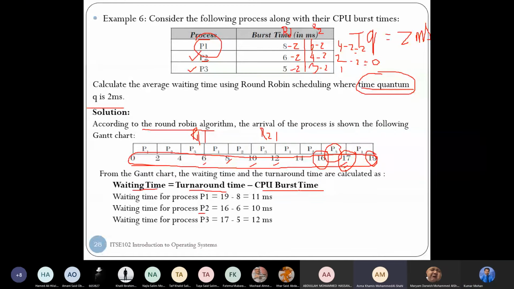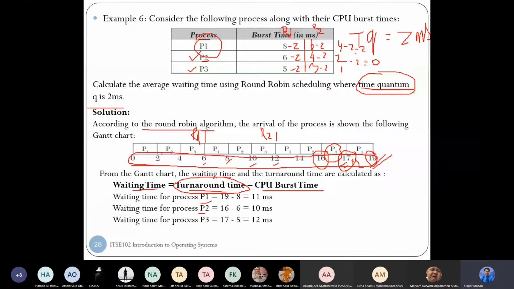Why do we take the last value 19? Why do we take this number? Because 19 is the turnaround time. What is the turnaround time for P1? 19. Yes, 19 is the turnaround time for P1, because after completion of P1, the turnaround time is 19. Because 17 plus 2 will be 19.